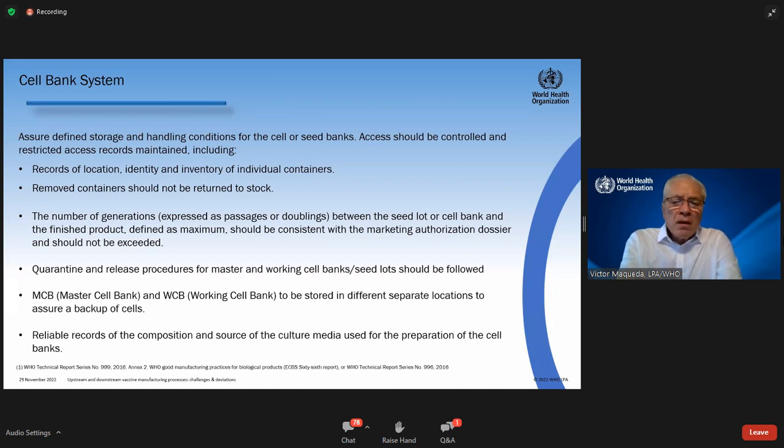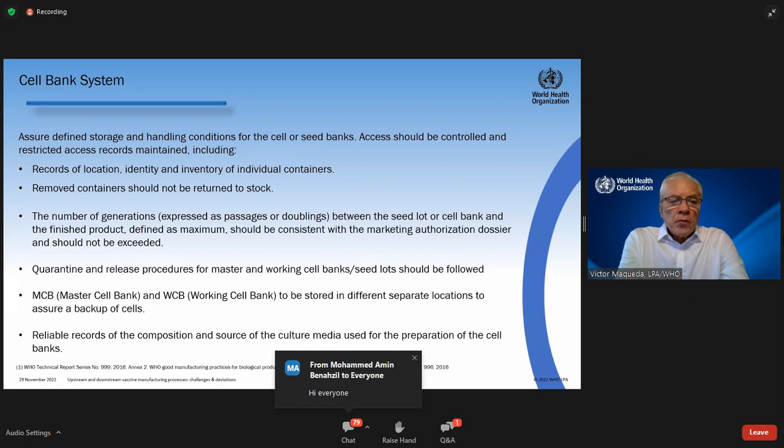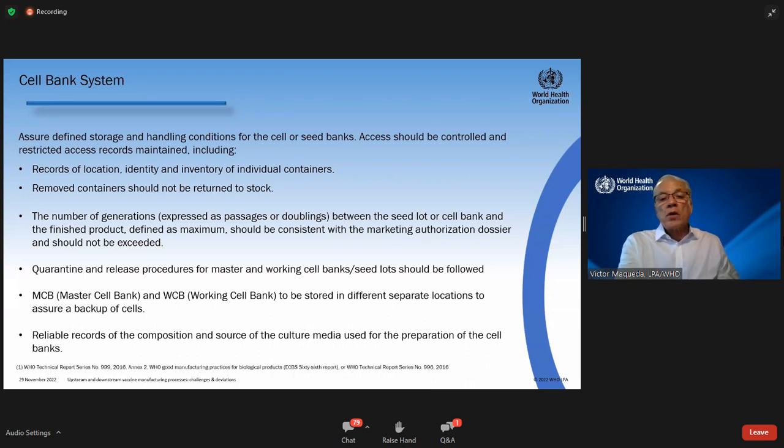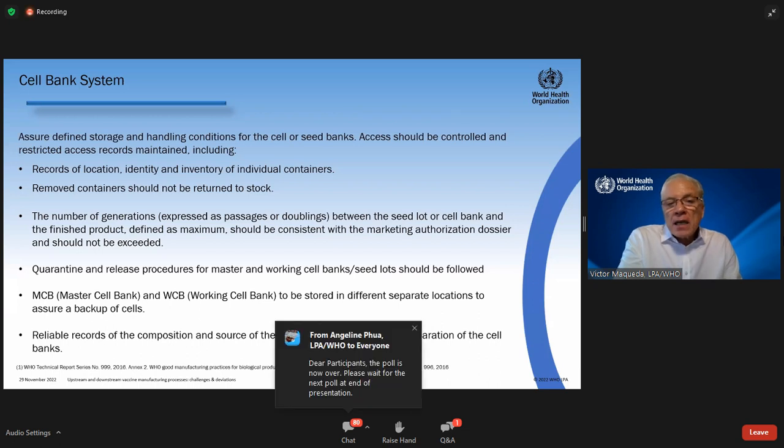Basically, a lot of focus is on the access, which should be controlled and restricted, and all the records maintained, including records of location, identity, and inventory of individual containers. When I'm talking about containers, I'm talking about, for example, cryovials, where the cells are stored, and removed containers should not be returned to stock. So the administration of the cell banking is something highly important, highly relevant, and heavily scrutinized during the audits.